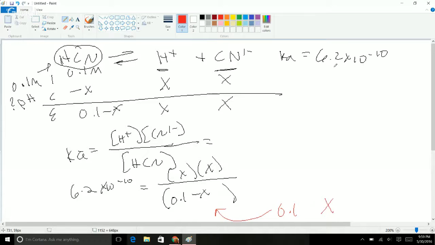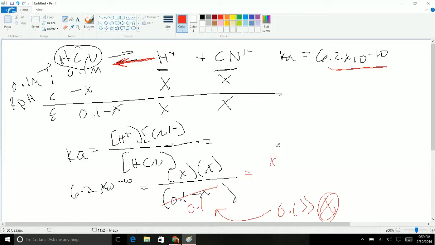And we say to ourselves, okay, the Ka is 10 to the -10, which means very little of the H+ will come off, which means my X value is very, very small, much smaller than 0.1. And I know that because very little of the reaction is going to go to the right. That 10 to the -10 means most of it is going to stay to the left because it's a weak acid. Okay, so if 0.1 is greater than X, I can really just say this bottom part is 0.1.